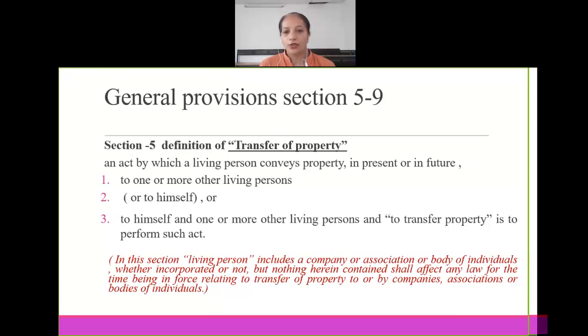So first, in today's lecture we'll be dealing with the very first part of this particular question, that is to say section 5, definition of transfer of property under the Transfer of Property Act 1882. Students, it is nothing but an act by which a living person conveys a property in present or in future to one or more other living persons, or to himself, and one or more other living persons, and to transfer a property is to perform such act.